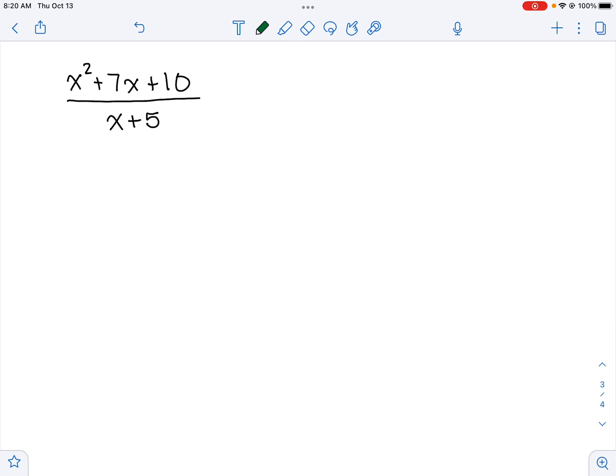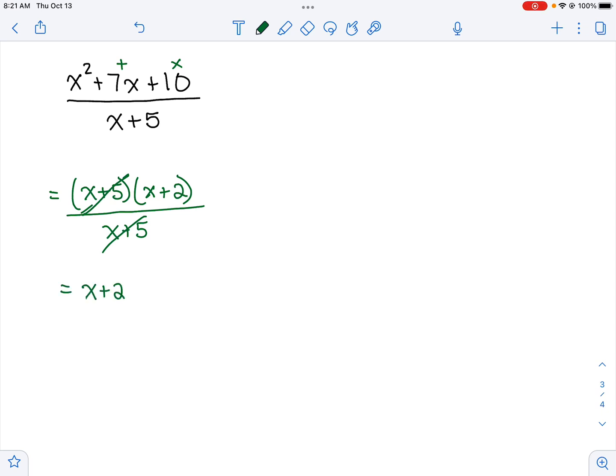Okay, next question: x squared plus 7x plus 10 divided by x plus 5. To simplify this expression, we should factor first. If we look at the top, it's a trinomial. So what multiplies to 10 and adds to 7? x plus 5 times x plus 2, divided by x plus 5. Now I can see that I have a common factor in the top and the bottom, x plus 5. So I'm going to end up with just x plus 2.